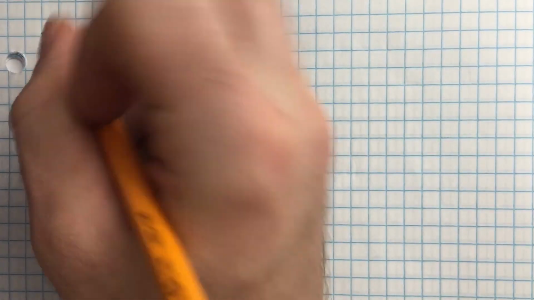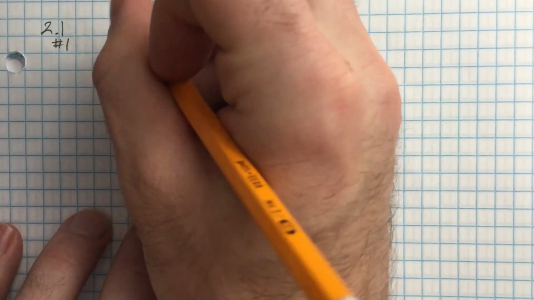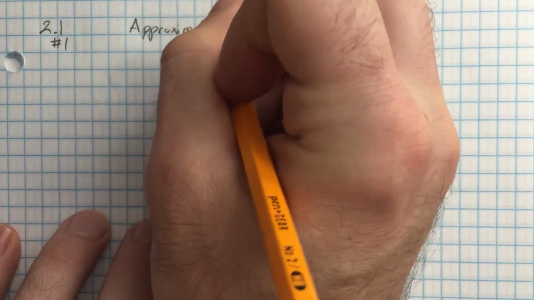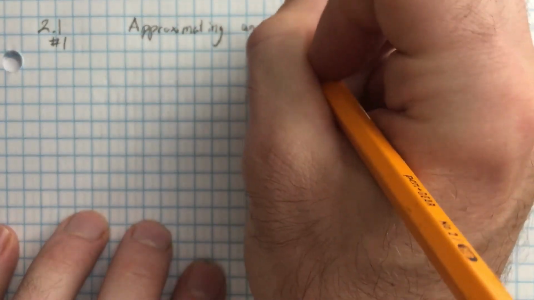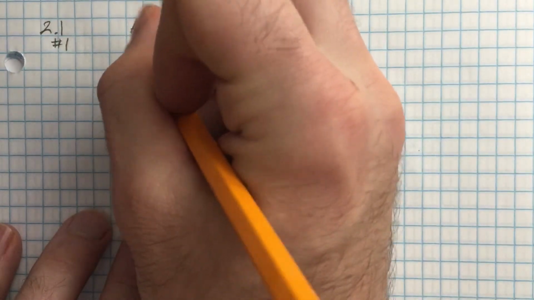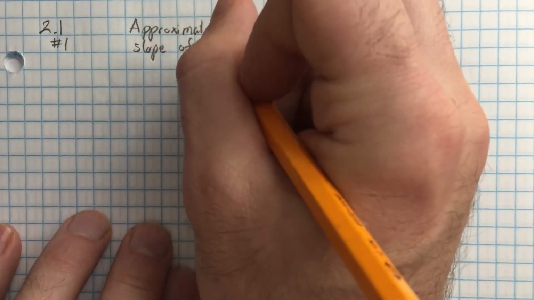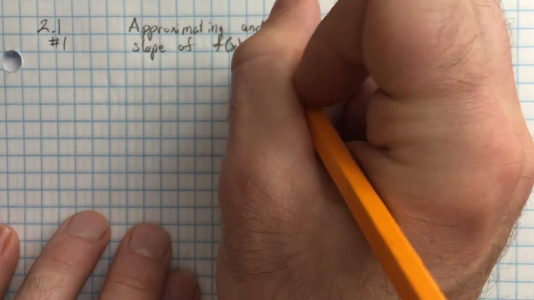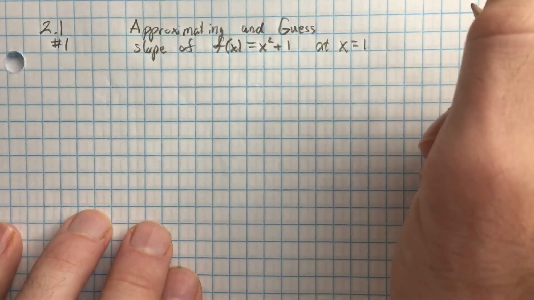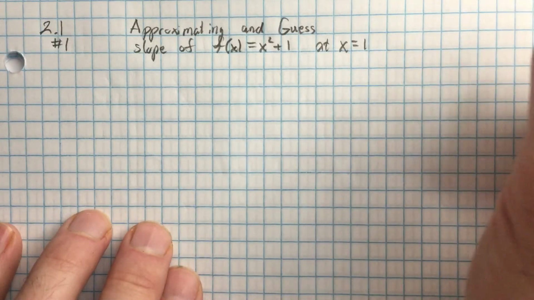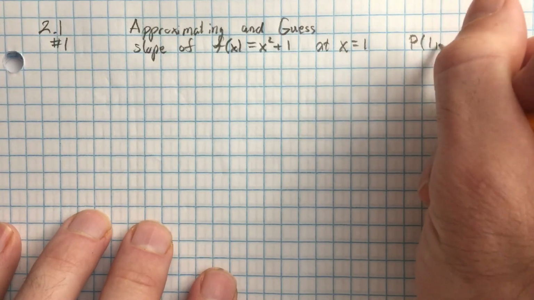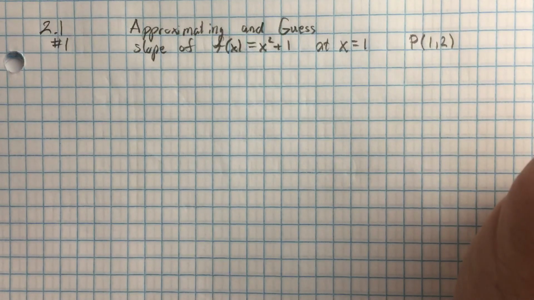2.1, number 1. So this is the approximating and guess scheme. And what are we approximating and guessing? We are approximating and guessing the slope in this problem of f of x equals x squared plus 1 at x equals 1. Now, the reason I know it's at x equals 1 is because they tell us that P, this point on the curve, is (1, 2). They've defined for us which point we want to work with.